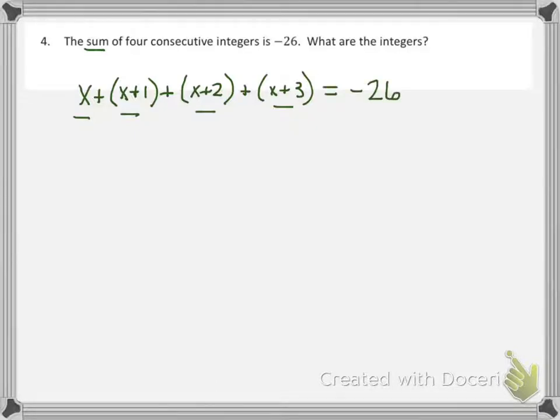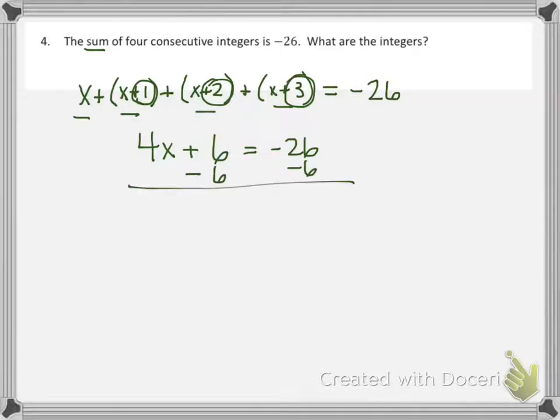So when I solve, I'm going to find the first consecutive integer, and then I'll be able to tell what the rest of them are just by adding 1, 2, and 3. Okay, so let's combine like terms. I have 1, 2, 3, 4x plus a positive 1, a positive 2, and a positive 3. Add those all together, I get 6. 4x plus 6 is equal to negative 26. And then we can isolate our variable. Subtract 6 from both sides.